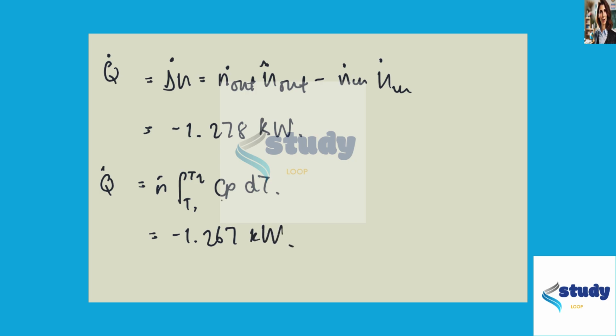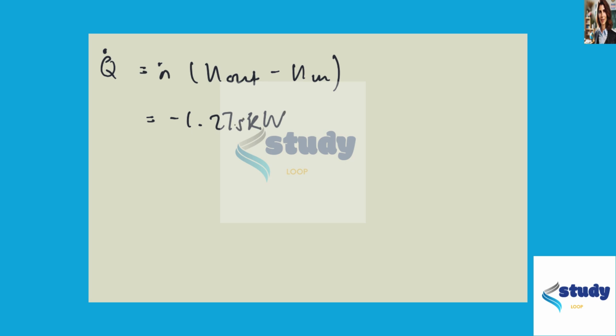So next we're looking at the specific enthalpy for each of the stream temperatures. So what we find is we have Q dot equals N dot times H out, subtract H in. This value is equal to negative 1.275 kilowatts.